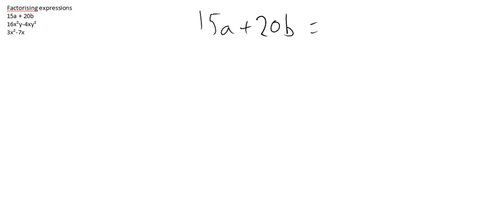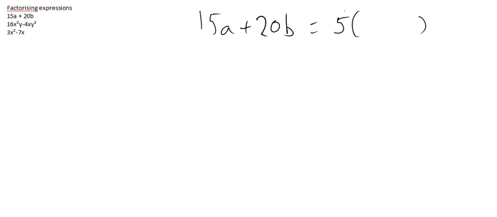So if I look at 15a and 20b, well, the a's and b's are not the same, so therefore I can't touch those. But the 15 and 20 are both in the 5 times table. Now when I'm finding these factors of the coefficients, I've got to find the largest factor I can. So 15 and 20, the largest number I can divide both of those by is 5. So the 5 is the bit that goes outside the bracket.